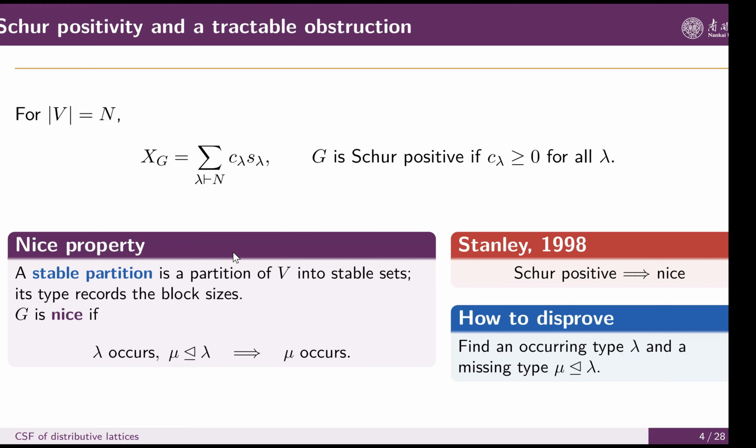To study the Schur positivity, Stanley in 1998 defined a nice property for graphs: a graph is called nice if and only if, whenever a partition lambda occurs as a stable partition, then all partitions dominated by the partition lambda also occur as stable partitions. By the property of Schur functions, Stanley shows that Schur positive is stronger than the nice property. So the nice property cannot imply Schur positivity, but non-nice can imply non-Schur positive.